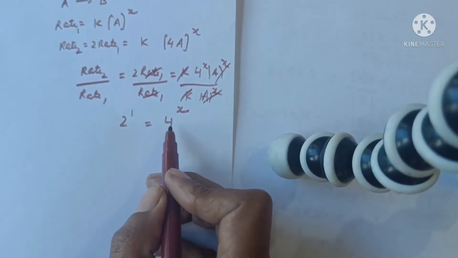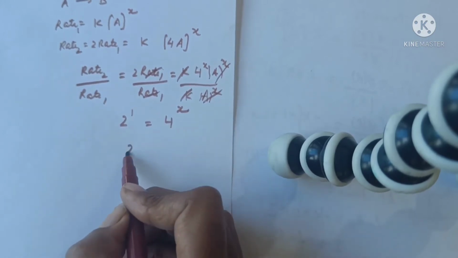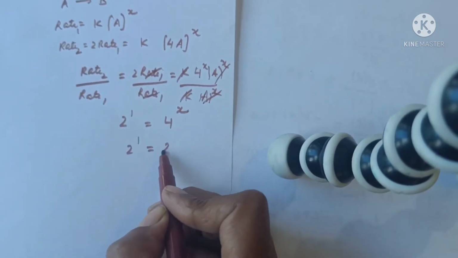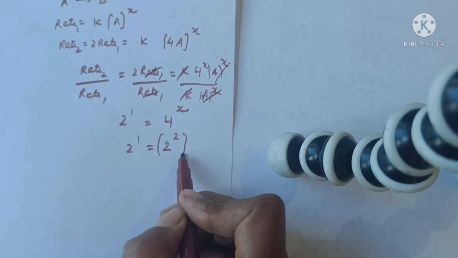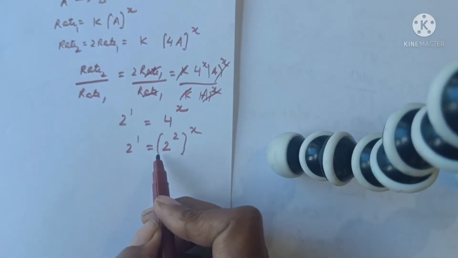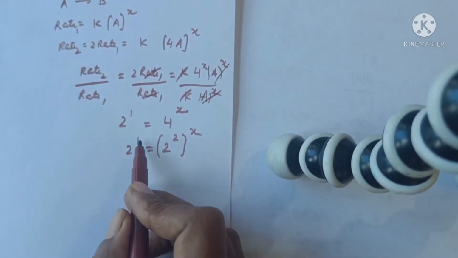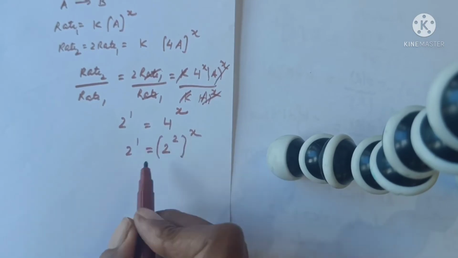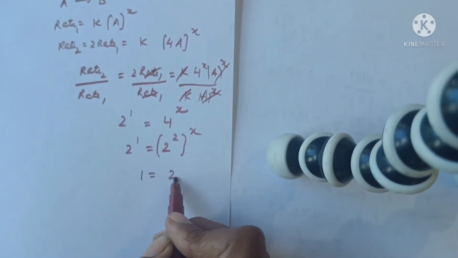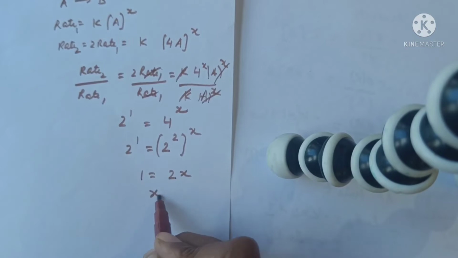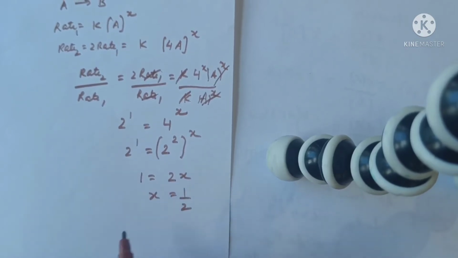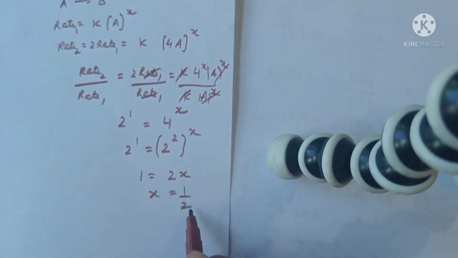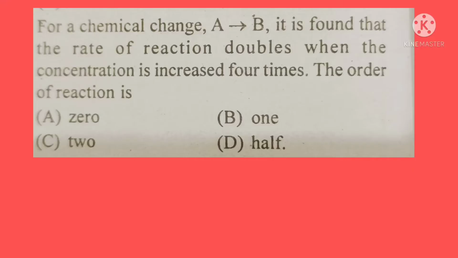Now 4 is also 2 raised to power 2. So we get 2 raised to power 1 is equal to 2 raised to power 2, the whole raised to X. So as the base is same, the exponential equation becomes 1 is equal to 2 times x, or x is equal to 1 by 2. So the order of reaction is 1 by 2. So option D, half, is the correct answer.